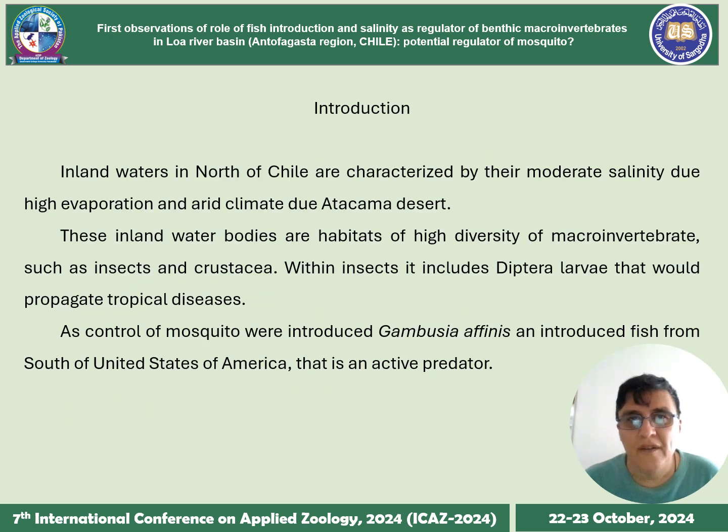As an introduction, the inland waters of the north of Chile are characterized by moderate salinity due to high evaporation and the arid climate of the Atacama Desert. These inland water bodies are habitats of high diversity of macroinvertebrates such as insects and crustaceans, and the insects include dipteran larvae that propagate tropical disease. As control of mosquito, Gambusia affinis was introduced, a fish from the south of the United States of America that is an active predator.